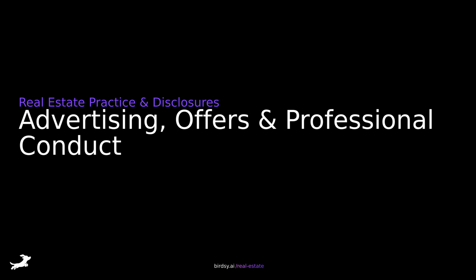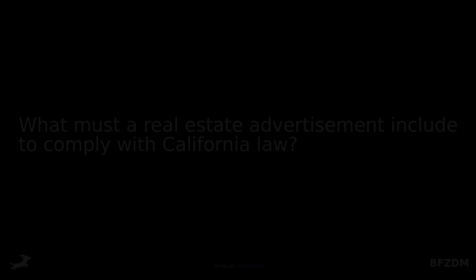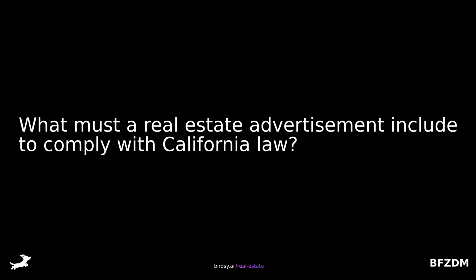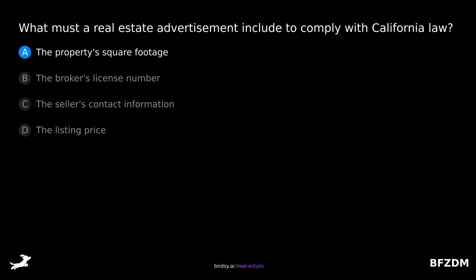Advertising, offers, and professional conduct. What must a real estate advertisement include to comply with California law? Is it A, the property's square footage? B, the broker's license number? C, the seller's contact information? Or D, the listing price? The answer is B, the broker's license number.